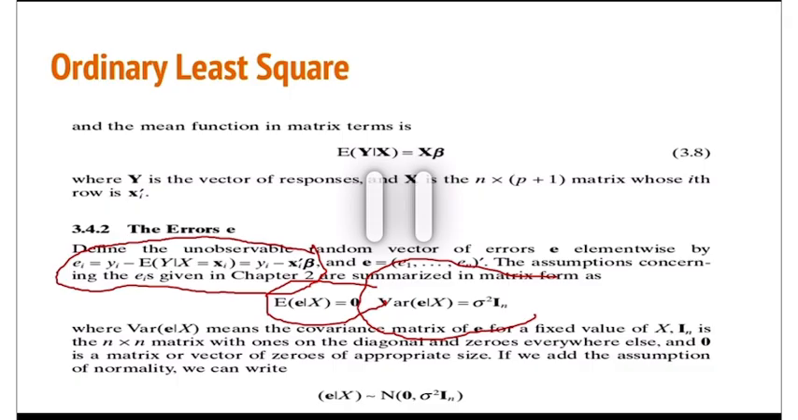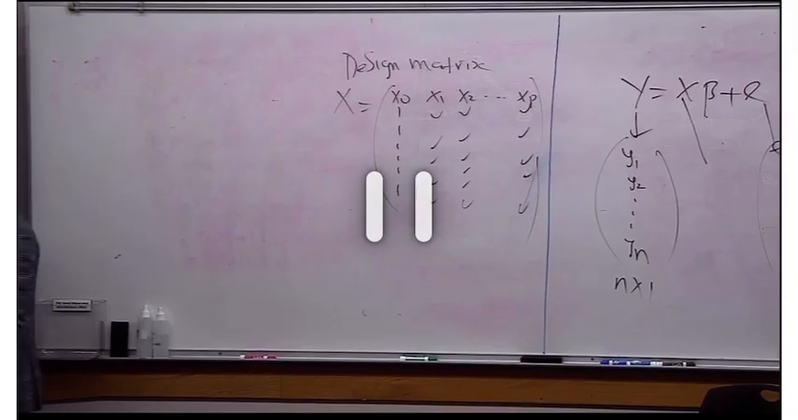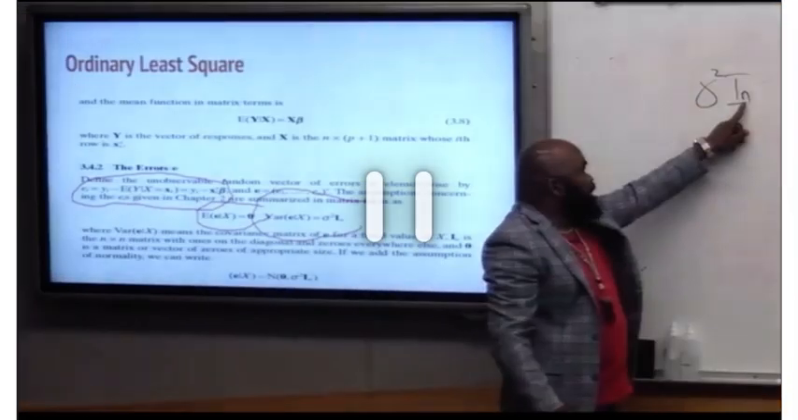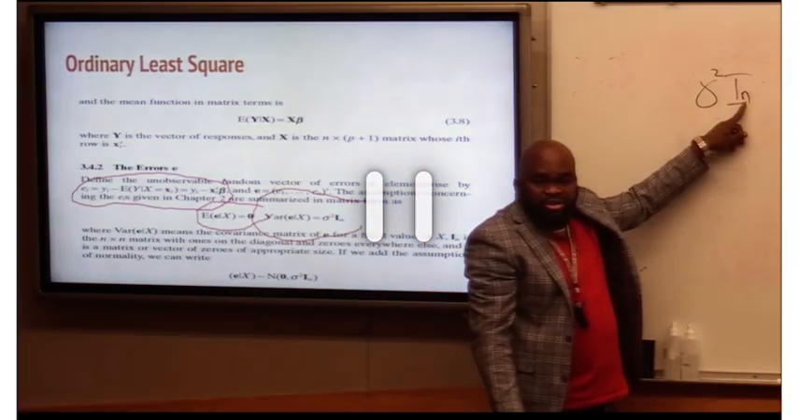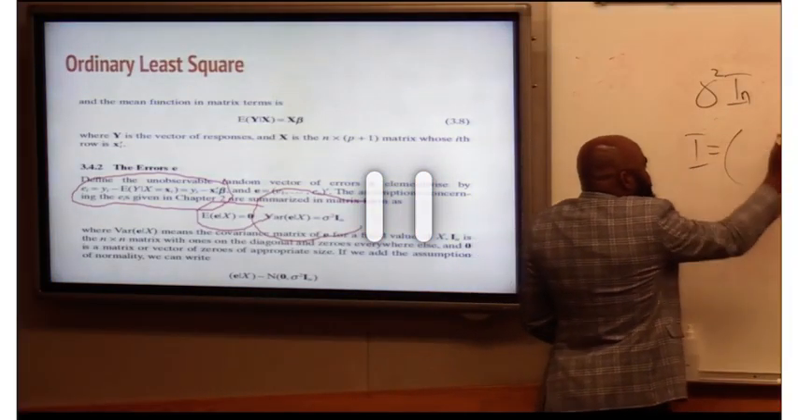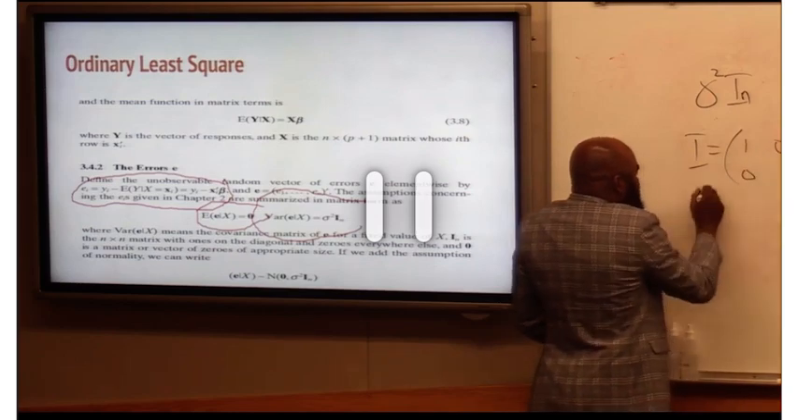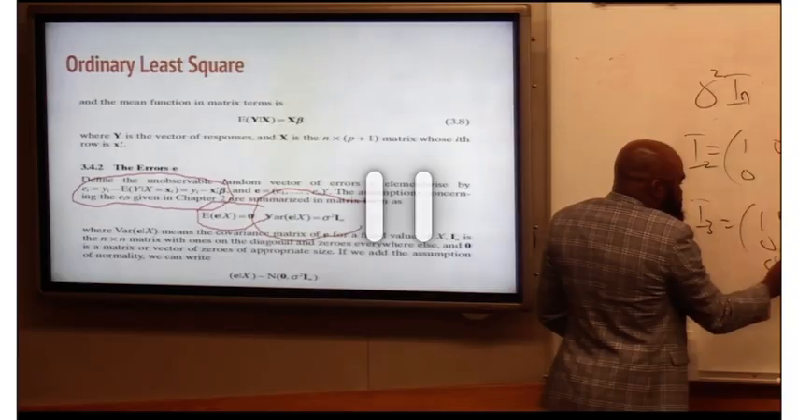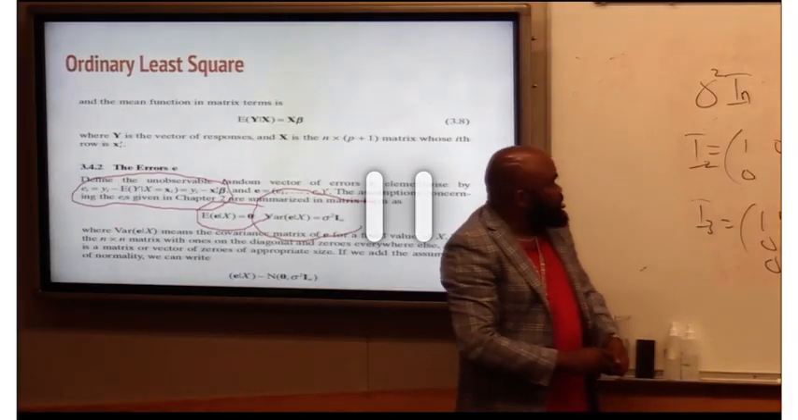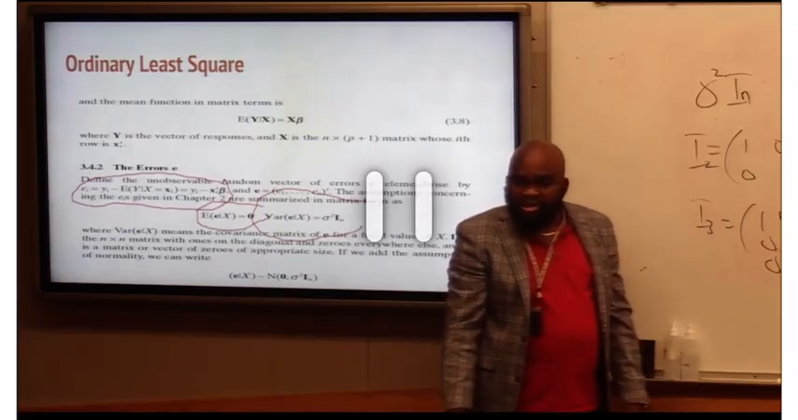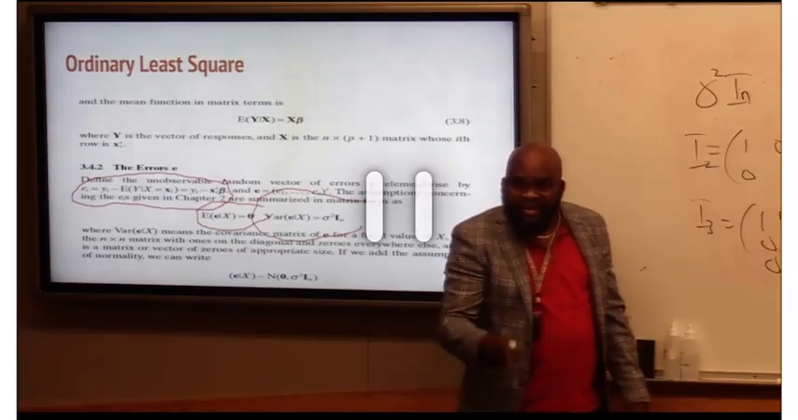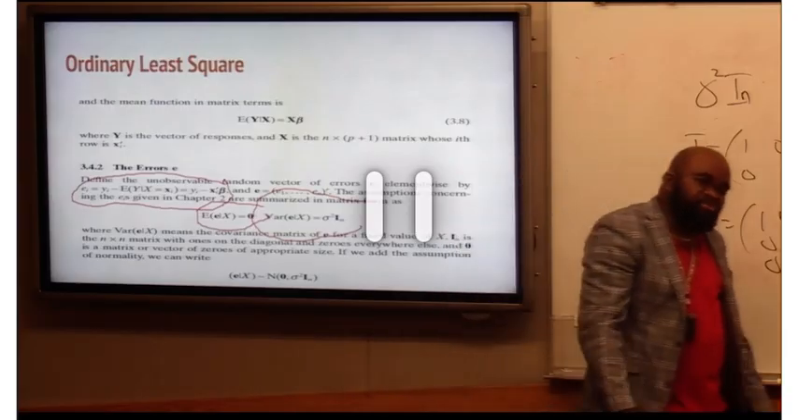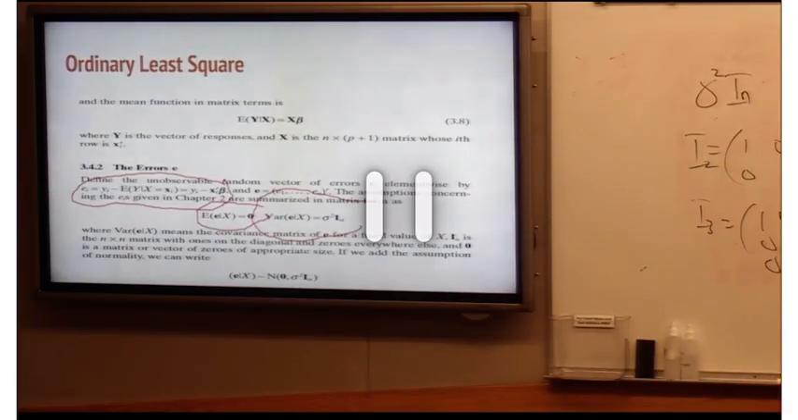Okay, so I'm going to write something now. When I say sigma squared identity, the identity n here means a square matrix, and if I have 2 by 2, it's going to be 1 0 0 1. This is for 2 by 2. If I have 3 by 3, 1 0 0, 0 1 0, 0 0 1, and so on. So in the case of multiple linear regression, the variance of the error will be sigma squared identity, but in simple linear regression, it's just sigma squared.